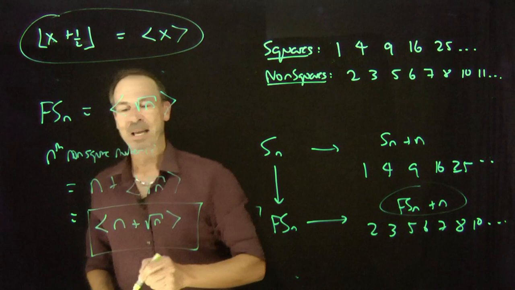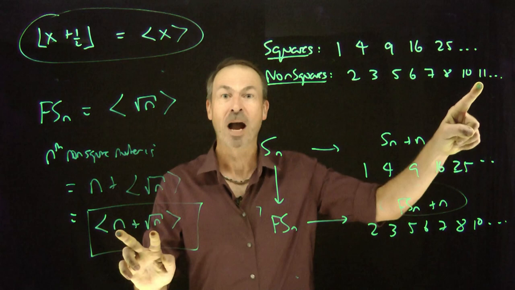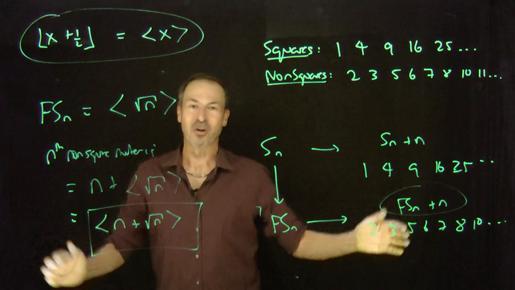So what's the 100th non-square number? It is 100 plus the square root of 100, that's 10, so that's 110 rounded to the nearest integer. Oh, 110. Wow, the 110th non-square number is 110. Okay, lots of good stuff.